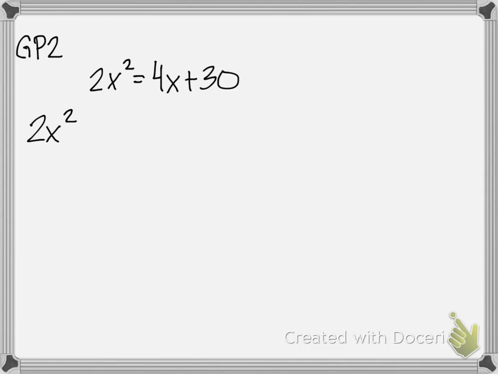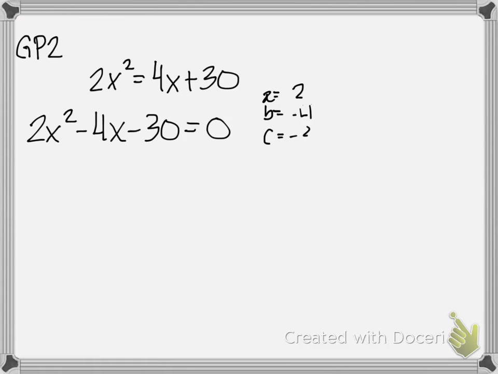So for the solution, I have 2x squared minus 4x minus 30. We need to make everything equal 0 in order to use the quadratic equation. Now the quadratic equation says you need to identify your a, your b, and your c. In this case, a is 2, b is -4, and c is -30. That's some pretty big numbers there. So we plug it into the quadratic equation.